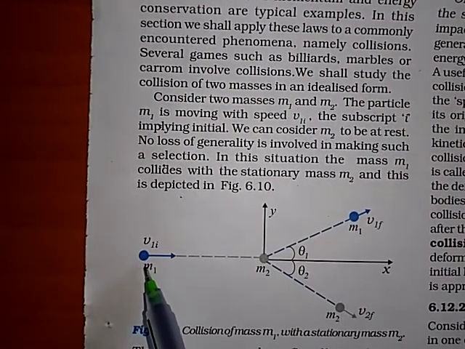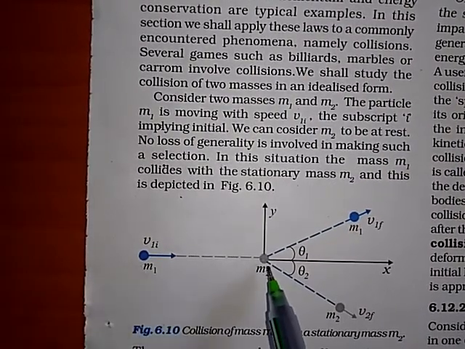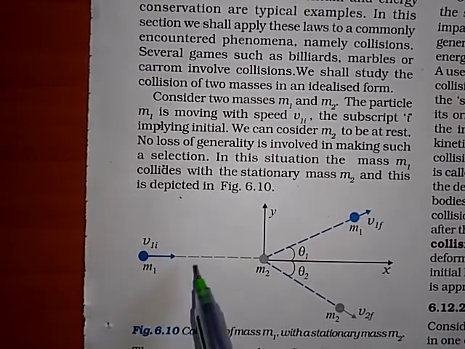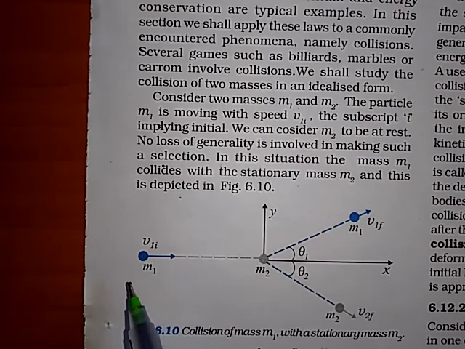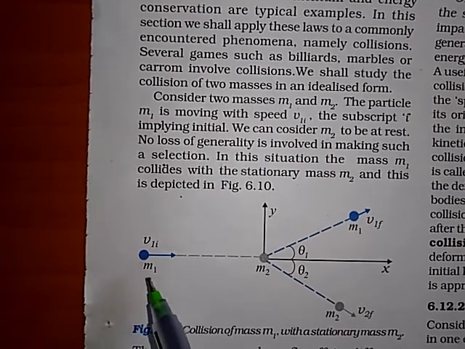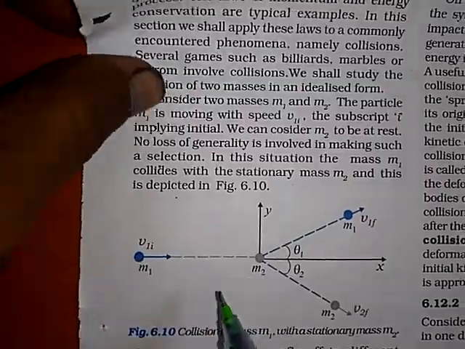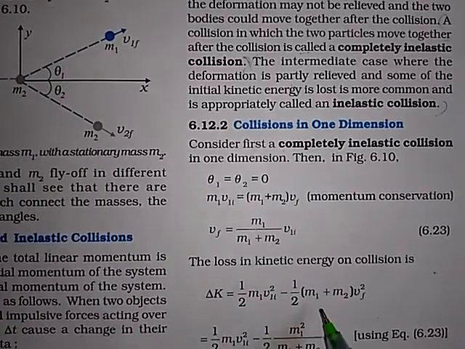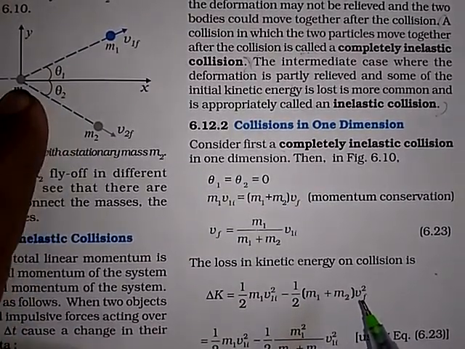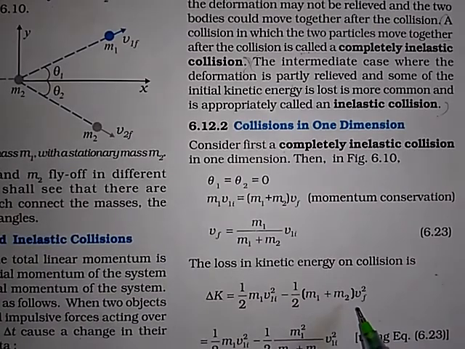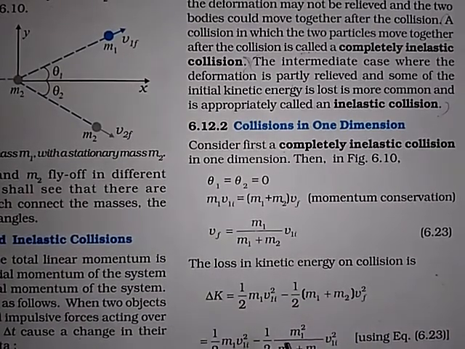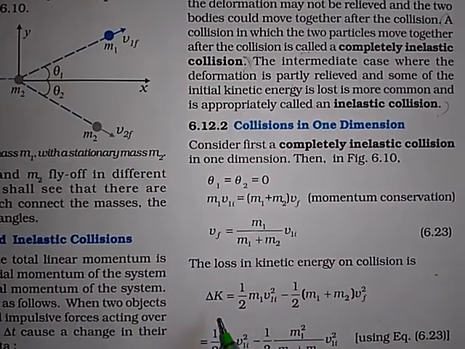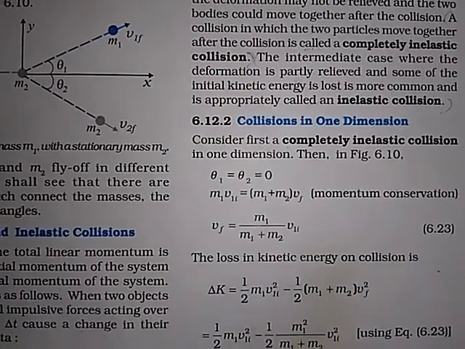When m1 hits m2, before hitting, the total kinetic energy of this system is half mv square, which is half m1 v1I square. And once this hits m2, we will be having half (m1 plus m2) into vf square, because m1 has collided with m2. So we have to subtract the final from the initial, and you will get the loss in kinetic energy.